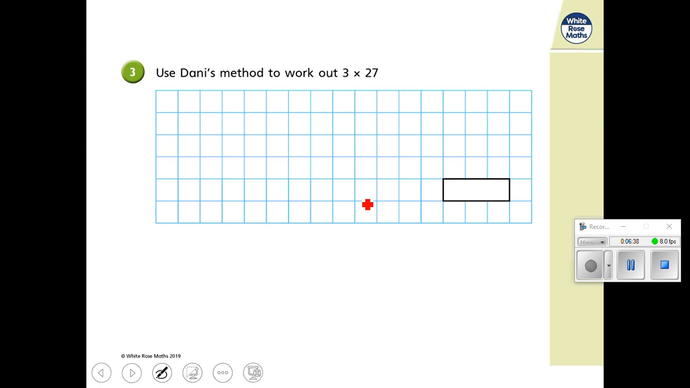So now we do 3 times 27 using the same method. So 3 times 7 is 21. So the 1 goes there and we carry 2. And then 3 times 2 is 6, add 2 is 8. So 3 times 27 is 81. So we've got 81 there.